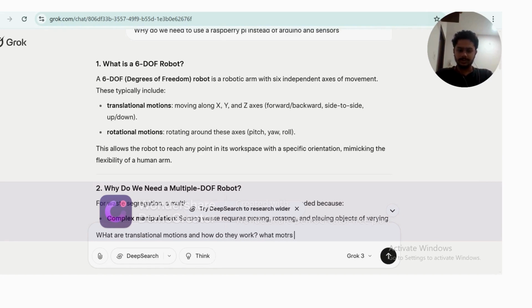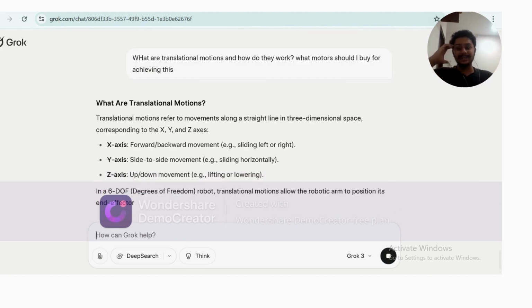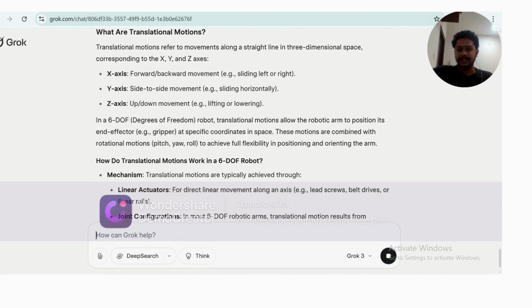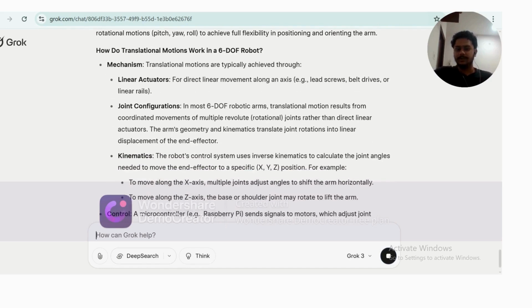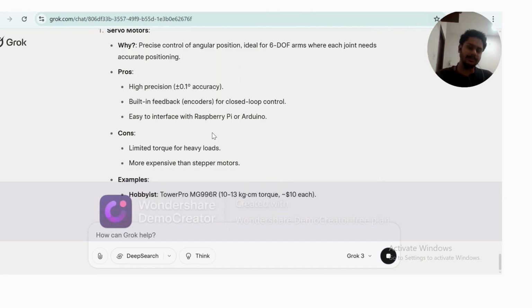What motors should I buy for this? So by follow-up questions, you get an understanding of what exactly we need to do. It's explaining what is translation motion, what are linear actuators, kinematics. So all of these are things that we need to learn more about.